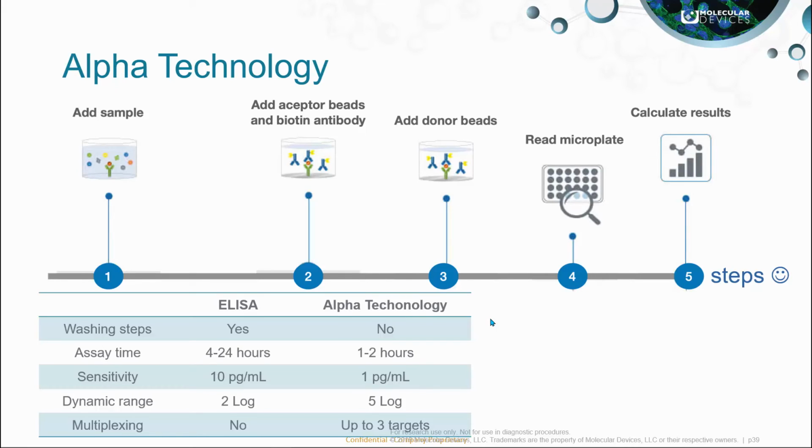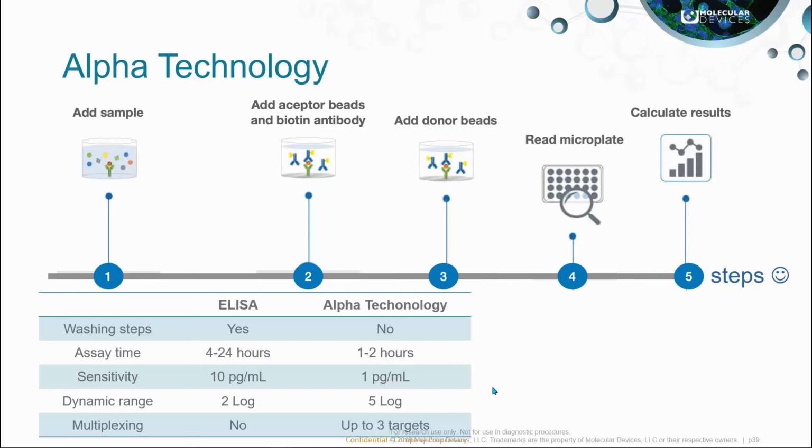Now let's move to alpha technology. As we can see in the workflow, no washing steps are required. The assay time is shorter, so only between 1 and 2 hours. The sensitivity is improved, reaching 1 picogram per milliliter, and the dynamic range is 5 logs.